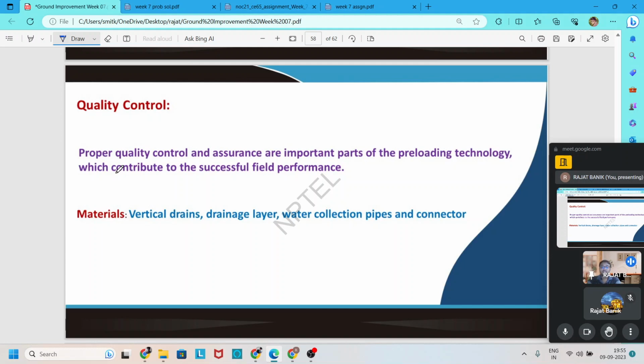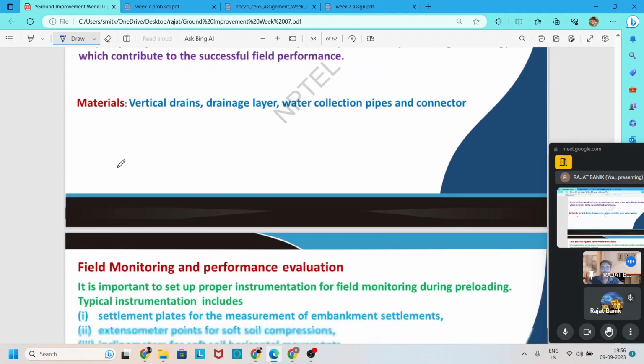And the material used for this quality control is vertical drain, drainage layer, water collection pipes and connector. We need to check all these parameters during the construction of this vertical drain.